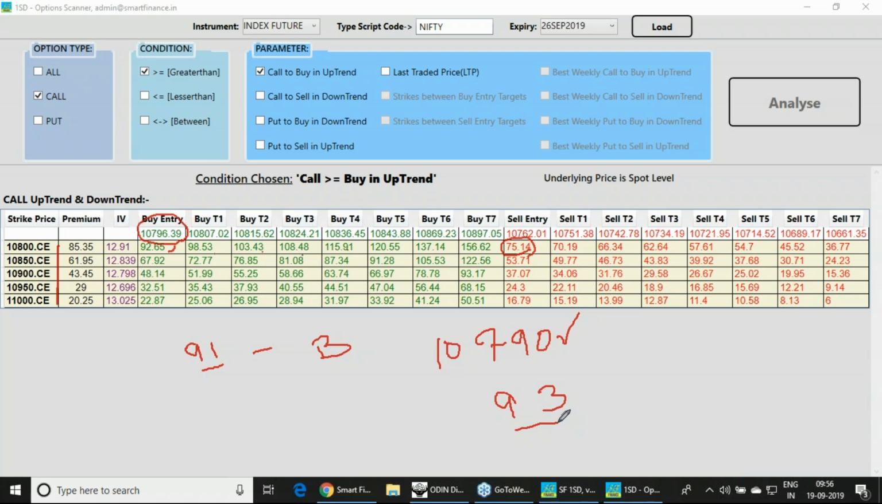So the conclusion: you need to wait for the underlying asset price to give you the trend breakout. Then you enter the option prices. So that is what I wish to convey.